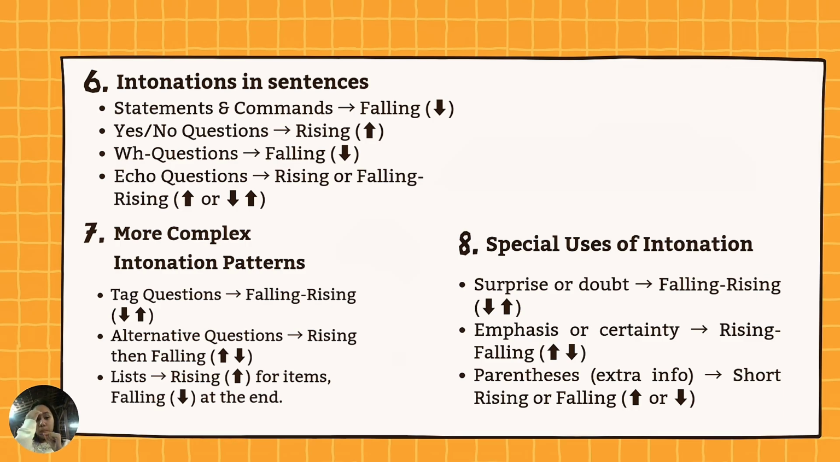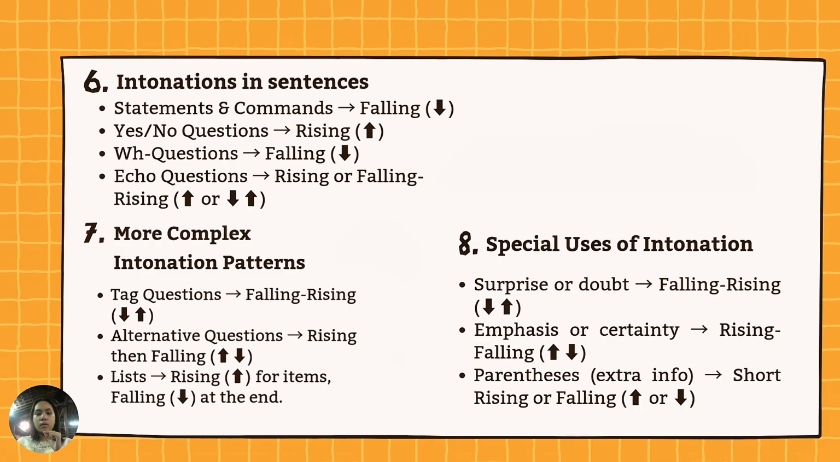Next is more complex intonation patterns. Some sentences have mixed intonation, like tag questions such as "You like coffee, don't you?", which often use a falling-rising tone. Alternative questions use rising then falling. And then lists: when we list items, we usually use rising tones, and for the last item we use falling at the end.